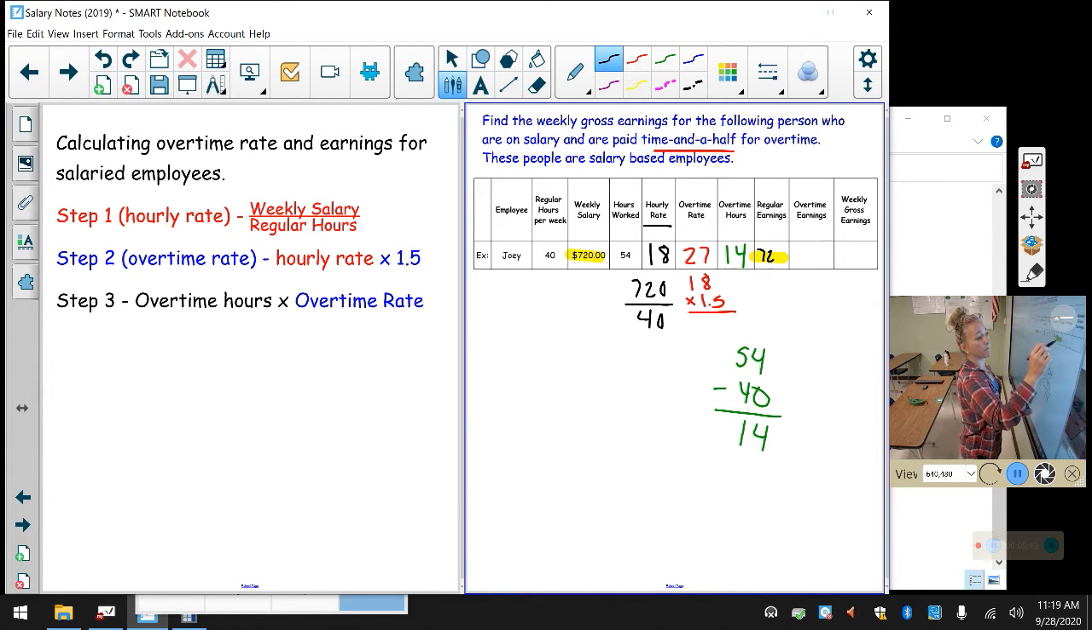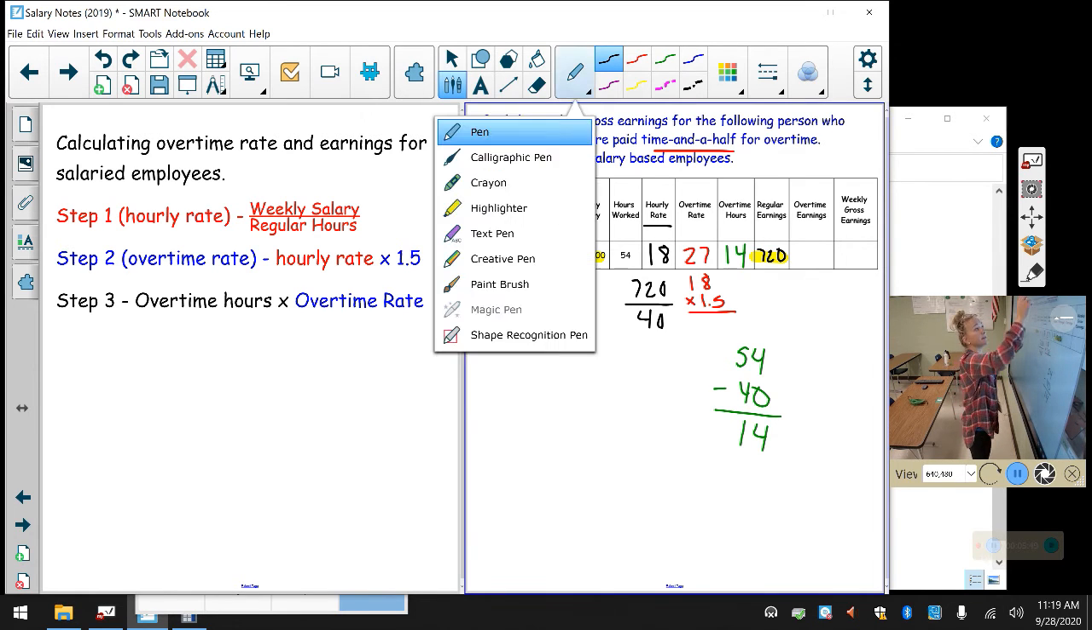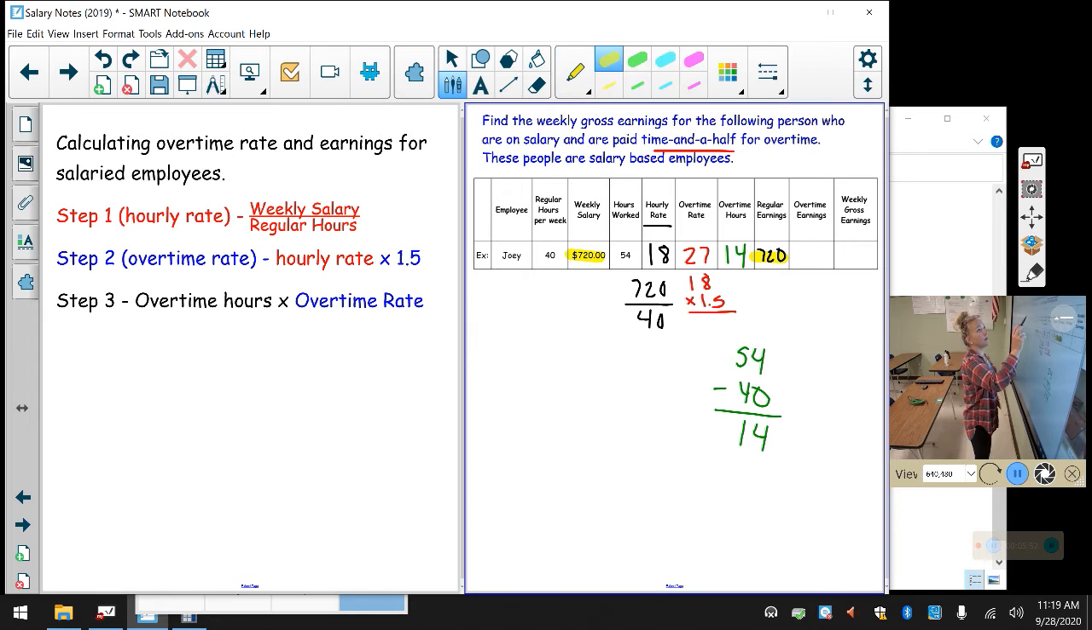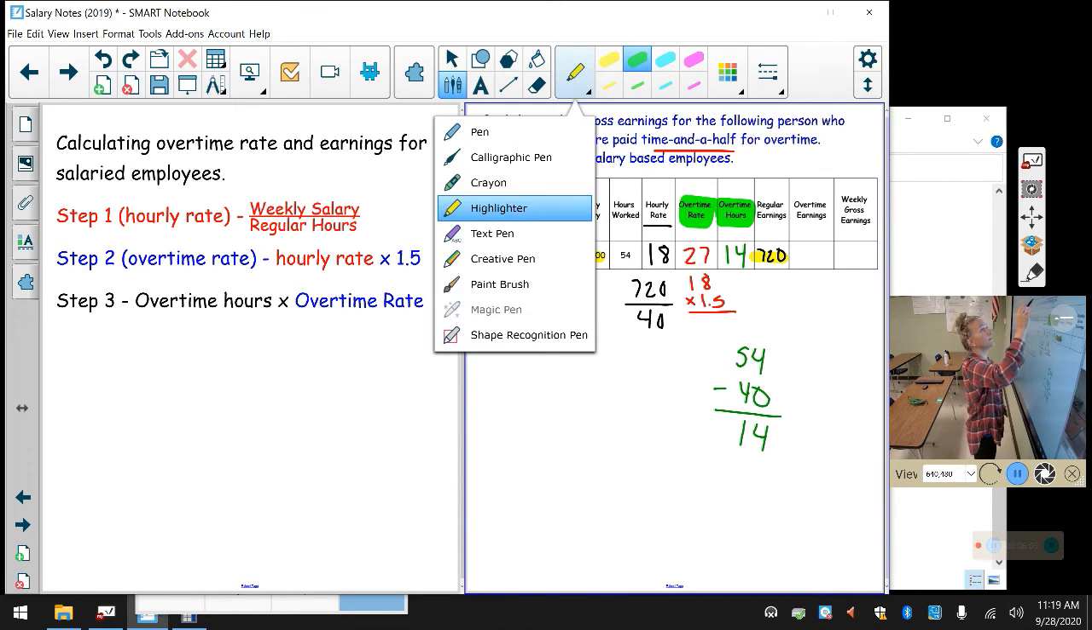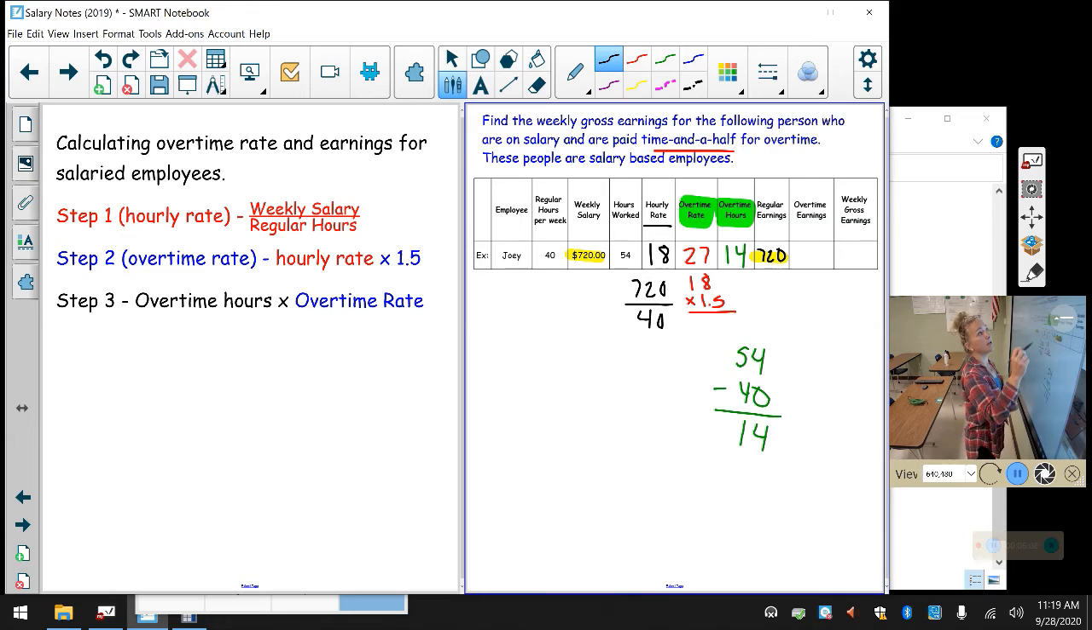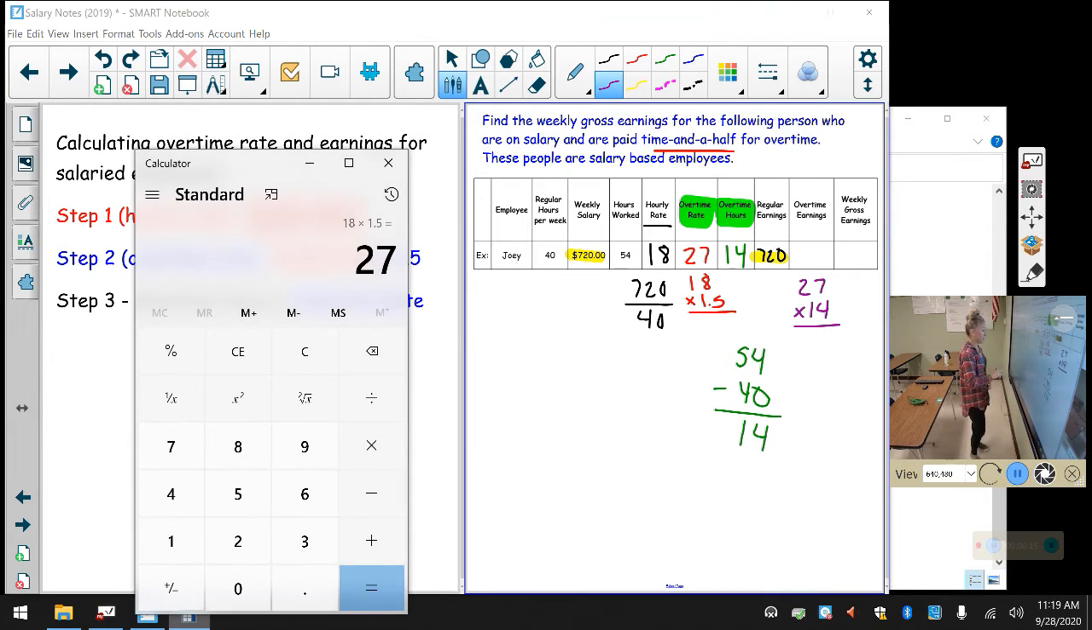720. And then his overtime earnings, I'm going to take my overtime rate, go ahead and highlight that in a different color, my overtime rate times my overtime hours. So these two, we're going to multiply them together to find our overtime earnings. So I have 27 times 14. My calculator out, I have 27 in there, times 14, $378.